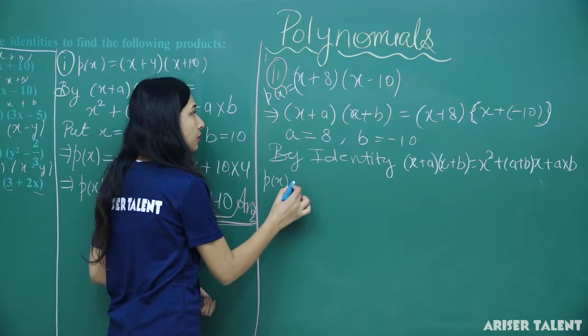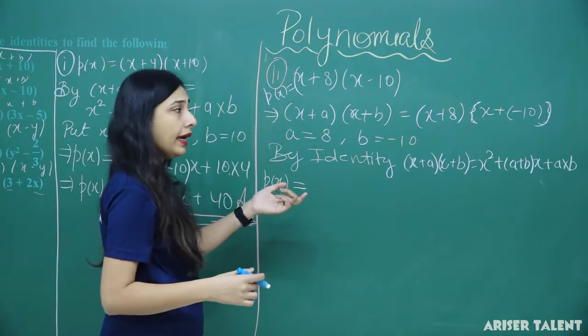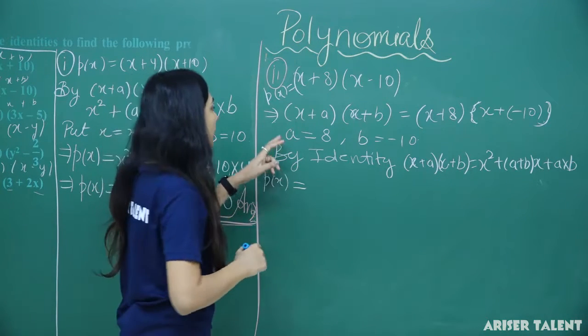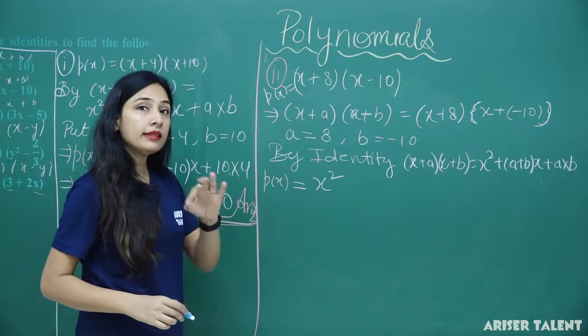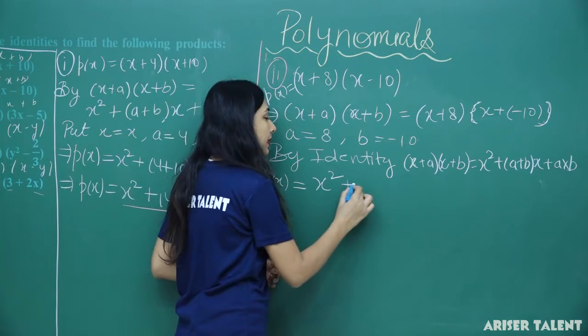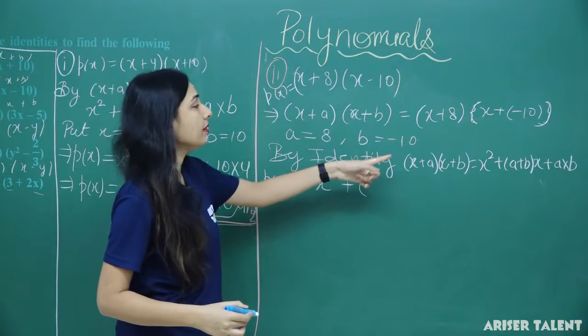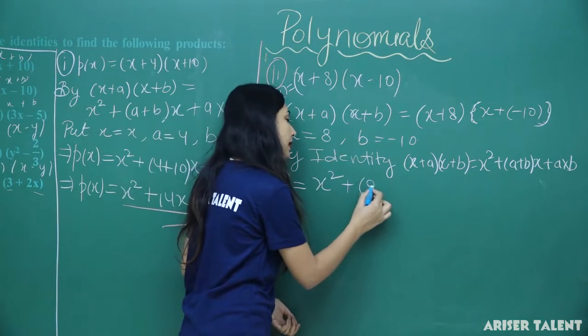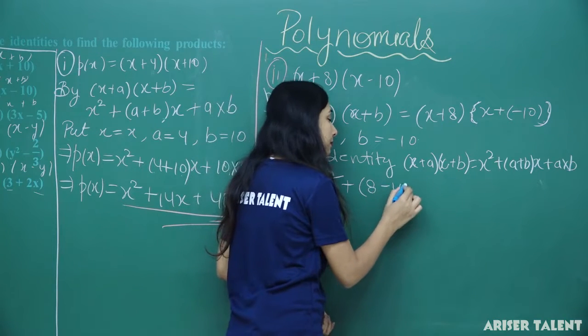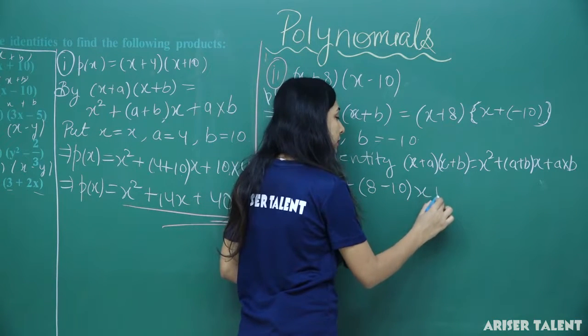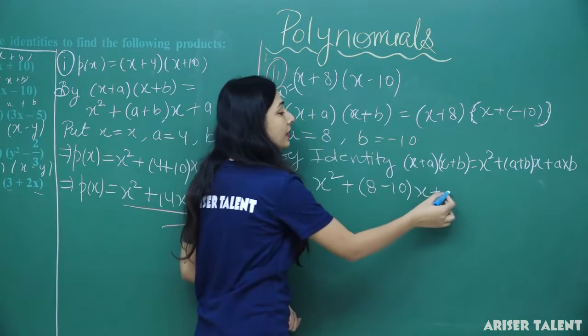P(x) will be equal to x square plus (a plus b)x plus a times b. Now a is this and b is this, so a plus b, a plus minus 10 is minus 10, a plus b, x plus a multiplied by b, that is.